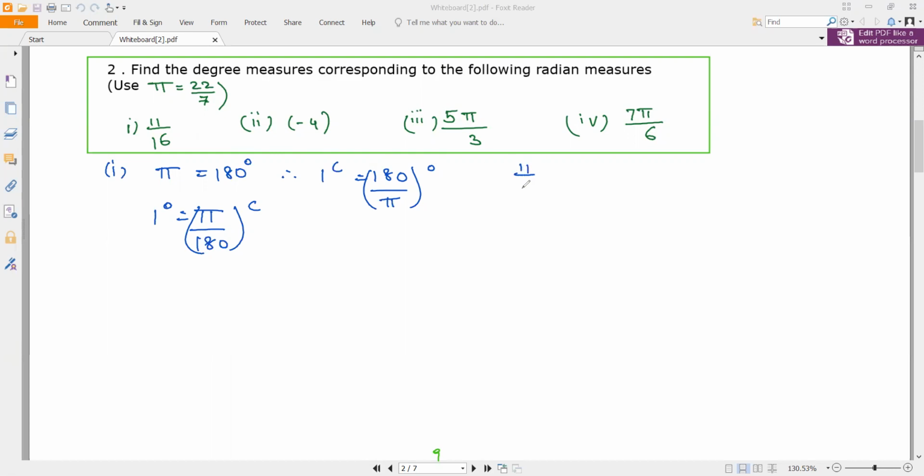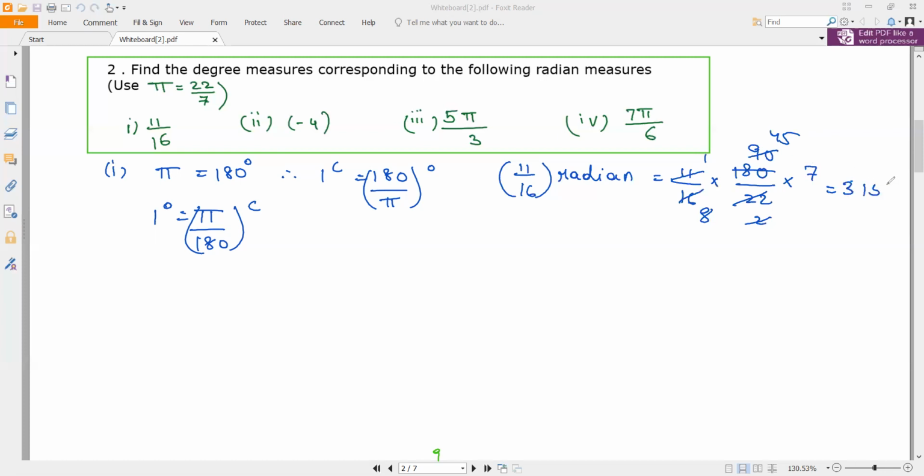In the first part, you have to find 11 upon 16 radian. So this will be written as 11 upon 16 into 180 upon pi. Pi value is 22 upon 7, so 7 will be in the numerator. Now this can be reduced. 11 2s are 22, 4 45s are 180, so you end up with 45 into 7, 315 upon 8.